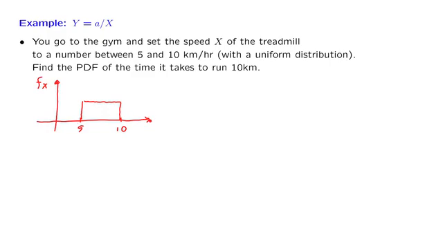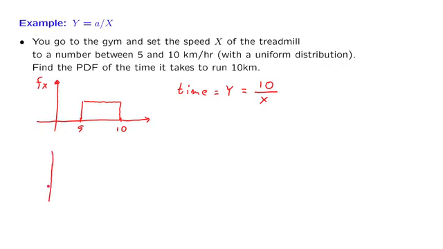You want to run a total of 10 kilometers. How long is it going to take you? Let the time it takes you be denoted by y, and the time it's going to take you is the distance you want to travel, which is 10, divided by the speed with which you will be going. So the random variable y is defined in terms of x through this particular expression. We want to find the PDF of y.